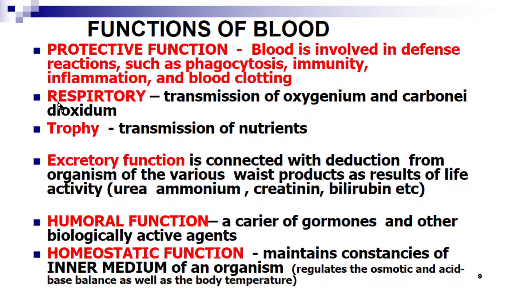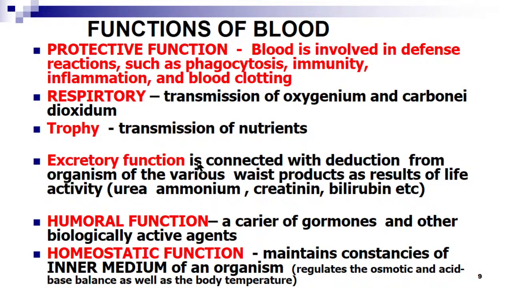And second, a more important function, respiratory functions. Respiratory functions mean transmission of oxygen and carbon dioxide between the tissues. Oxygen migrates through the blood into tissue, and carbon dioxide migrates from the tissue into the blood. Trophic functions, trophy, transmission of nutrients, different nutrients. Sometimes it's amino acids, sometimes lipids, polysaccharides, and others.